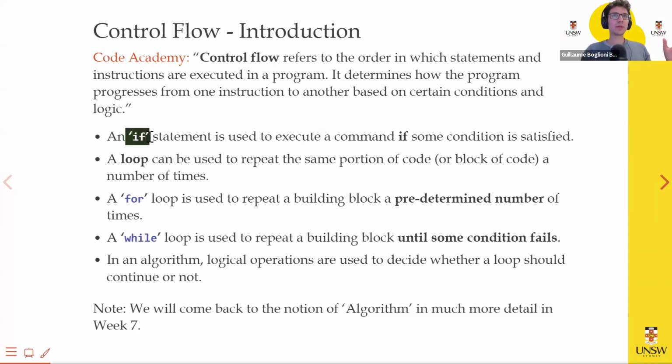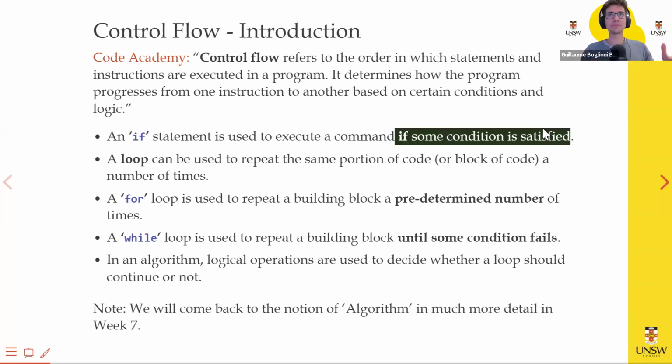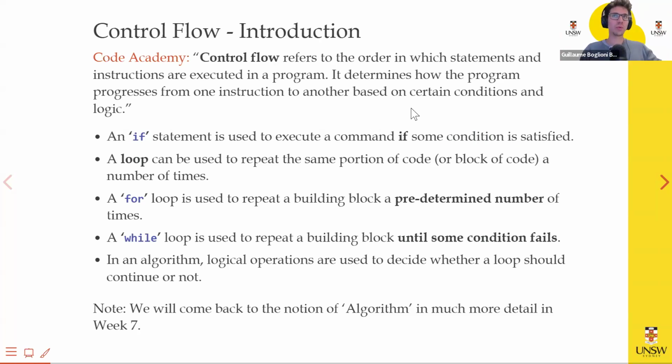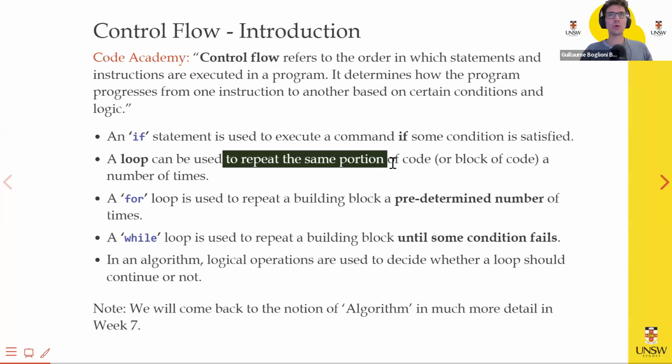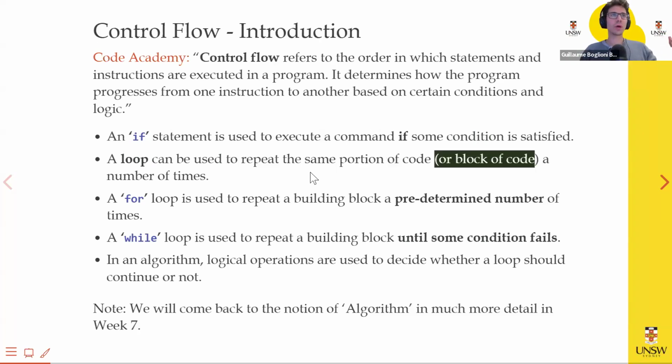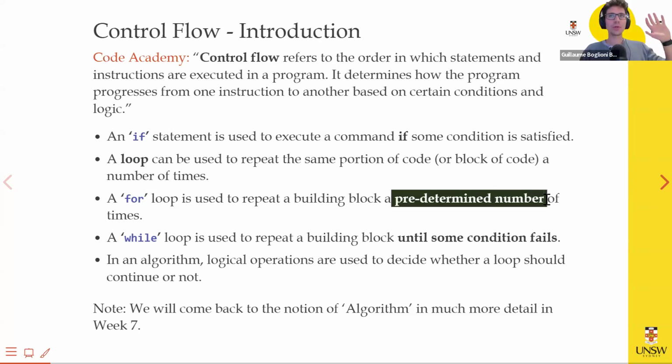There's the if statement that is used to, well, simply execute something if a certain condition is satisfied. If the condition is not satisfied, well, a given block of code will not be executed. And then we have the notion of loop. So a loop can be used to repeat the same portion of code or a block of code a set number of times. But now there's a distinction between the for loop that is used to repeat the block of code really a fixed number of times.